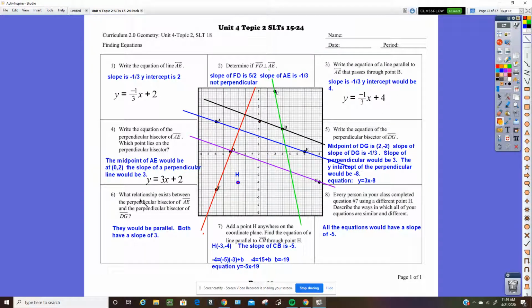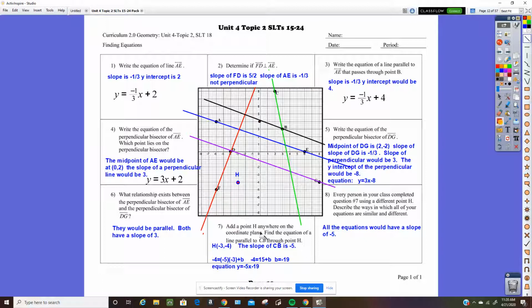Then number 6, what relationship exists between the perpendicular bisector of AE and the perpendicular bisector of DG? So here's AE and DG. They would both be parallel because the slopes of these are both negative 1/3, so the perpendicular would be 3. So if I bisected both of these and drew the perpendicular bisectors, both would have a slope of 3.